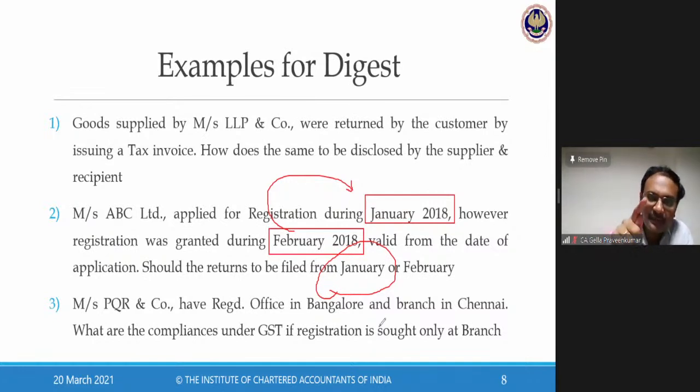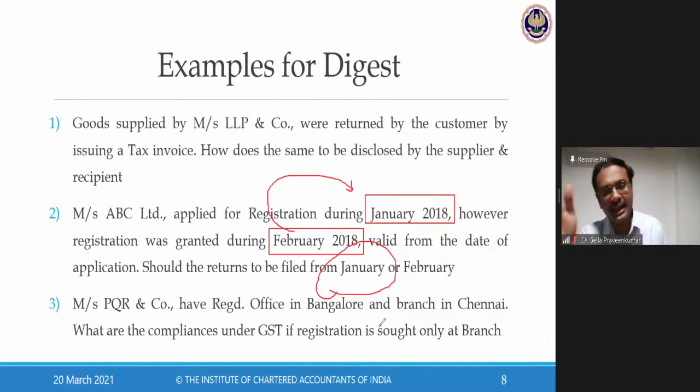When ABC Limited logs on to the GST portal, in the returns window, returns dashboard, January 2018 will not be visible. What is visible? The first period will be February 2018. So what will I do? From 15th January 2018 onwards, I have been issuing tax invoices. I have collected taxes.